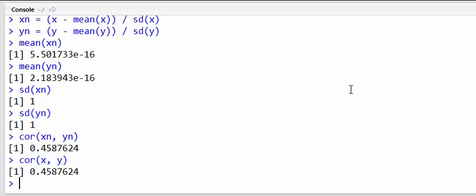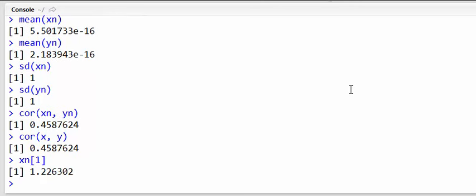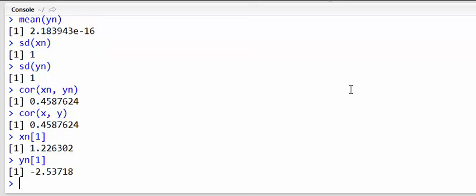So take, for example, xn1, the first measurement here, 1.22 or 1.23. That means that this pair of parents was 1.22 standard deviations above the norm for this collection of parents. Okay, if we were to take yn1, that one is negative 2.5. So that means that this child was 2.5 standard deviations below the average for the children in this data set.